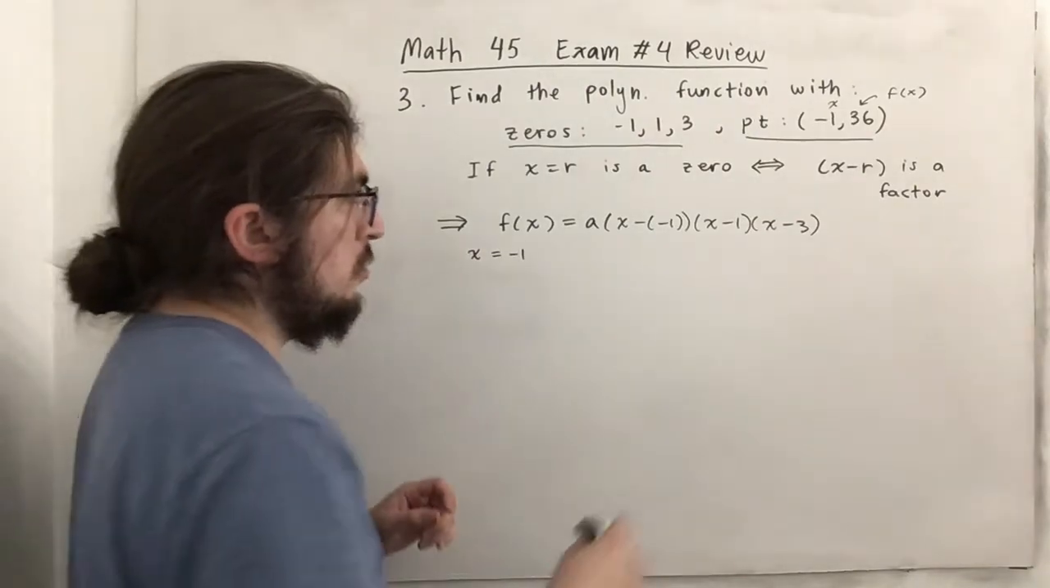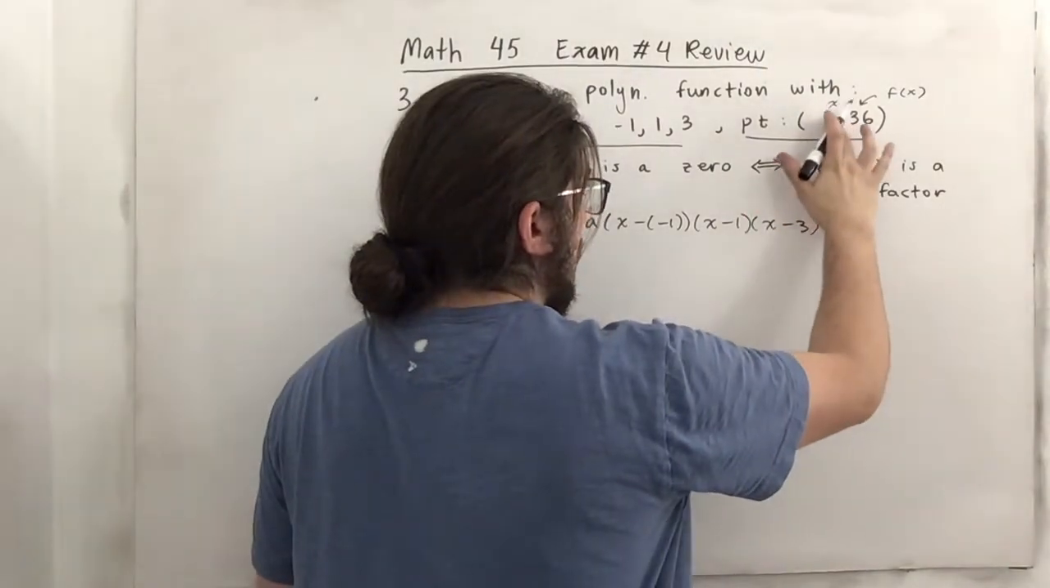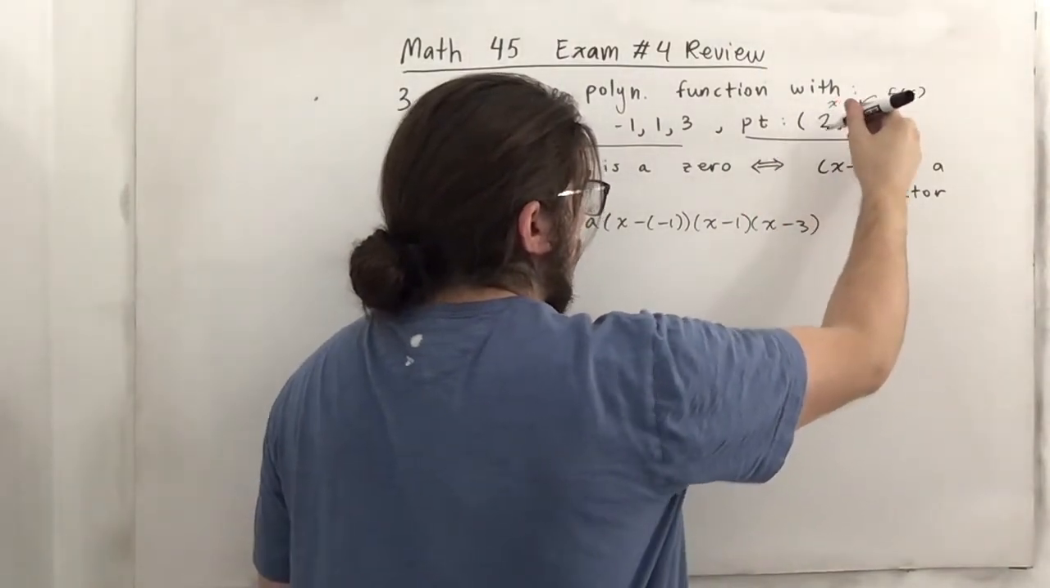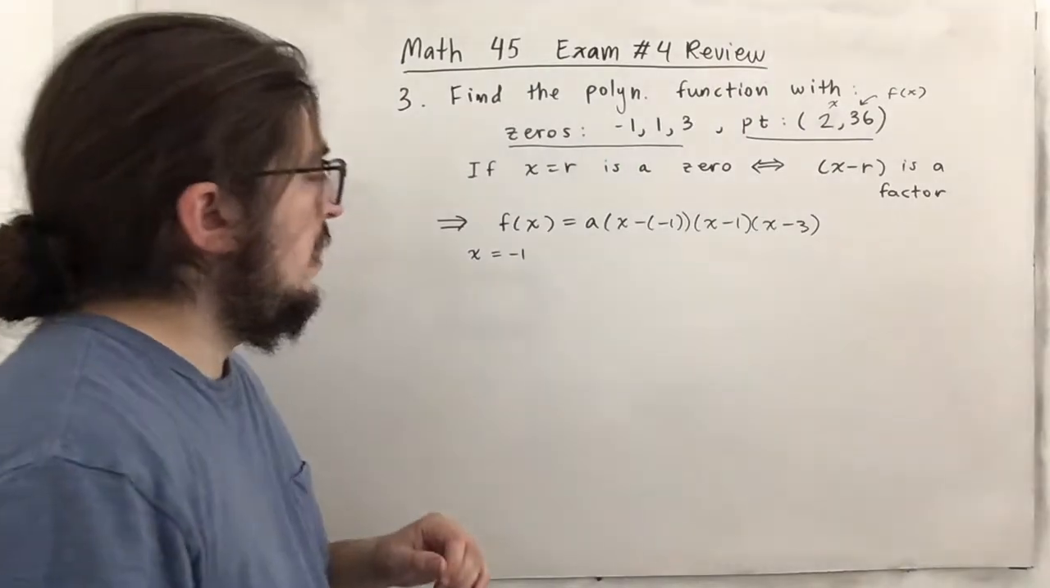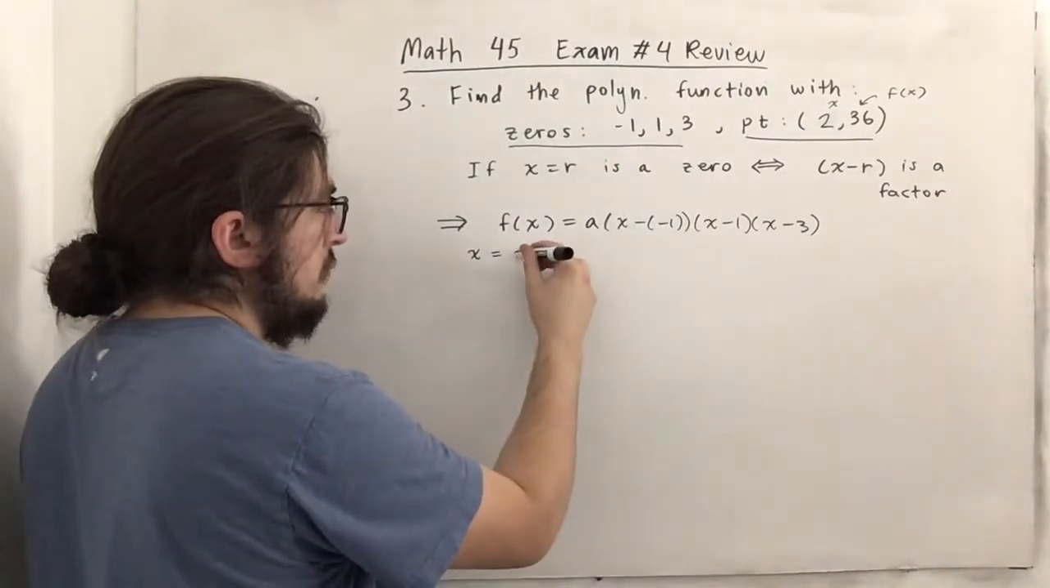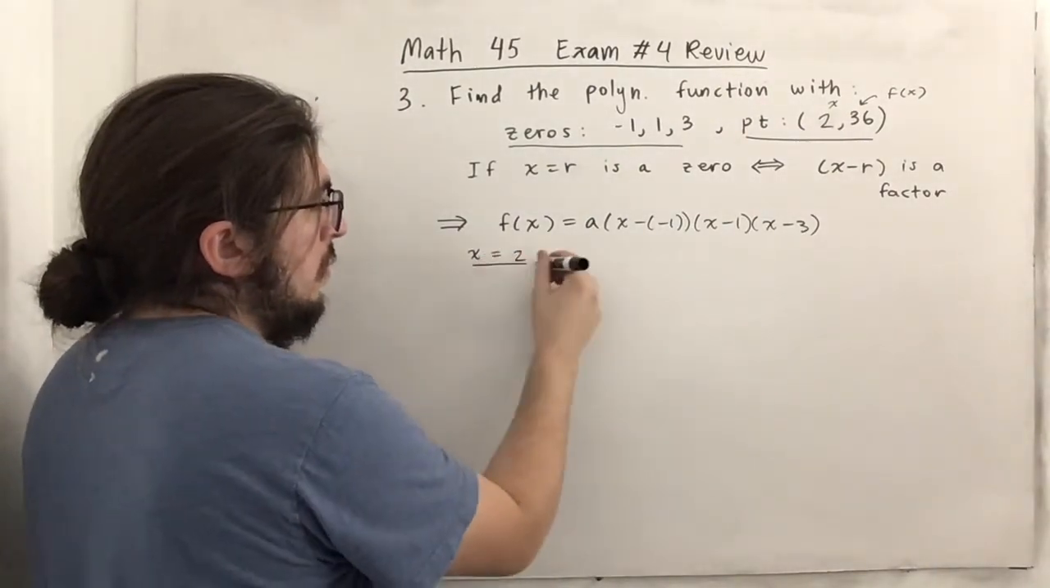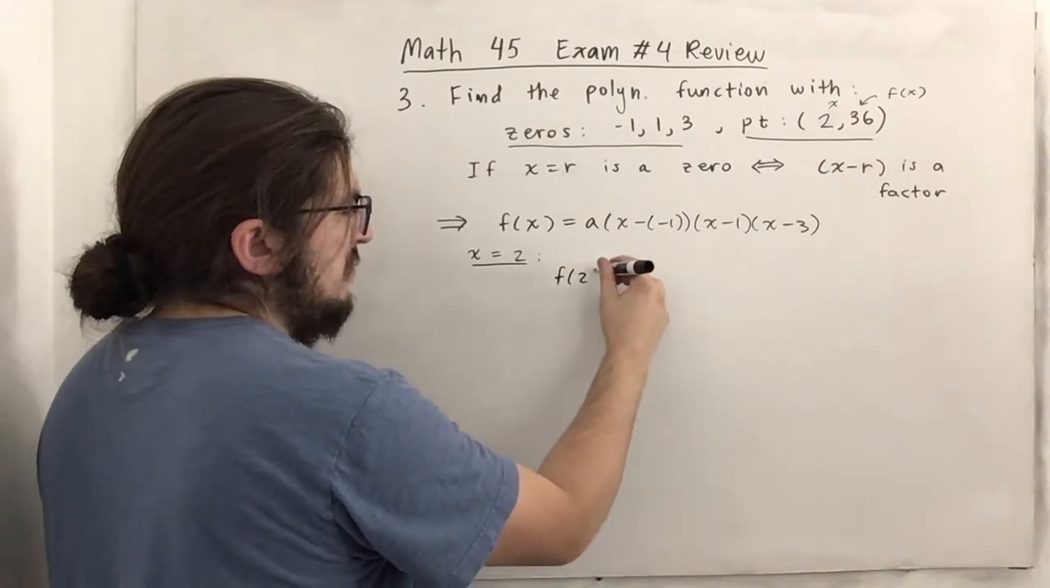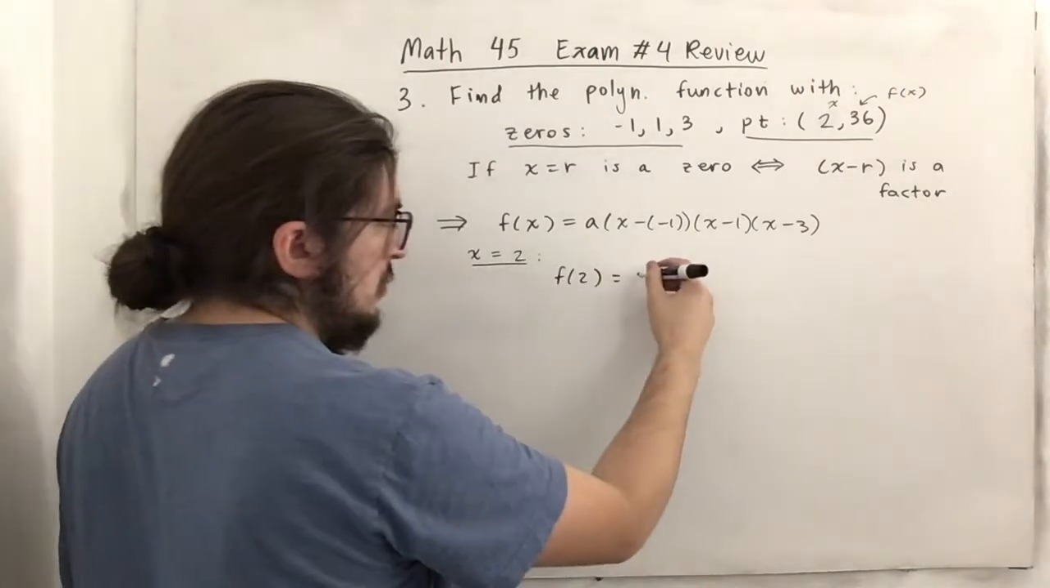Let's make it 2 or something like that. Let's see if it works out when x is 2. And I'll just fix the document. So when x is 2, we get f of 2. So I'm replacing all x's with 2.